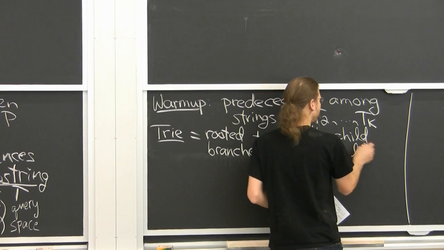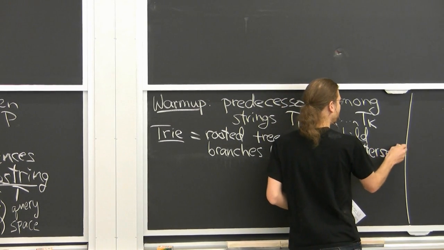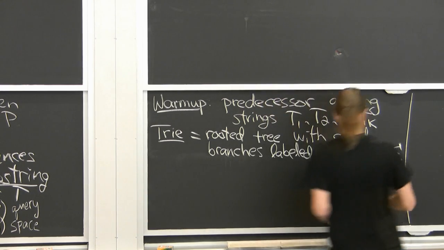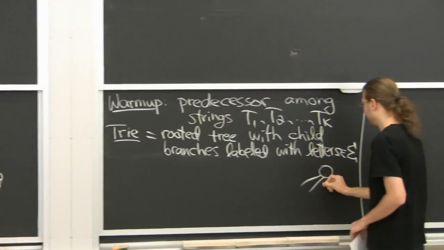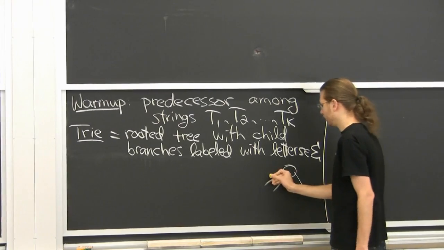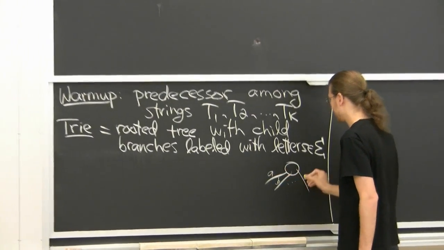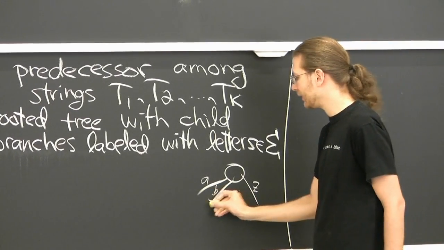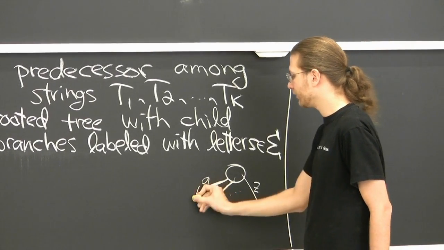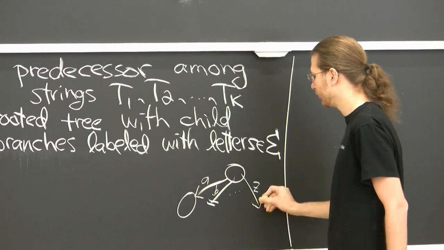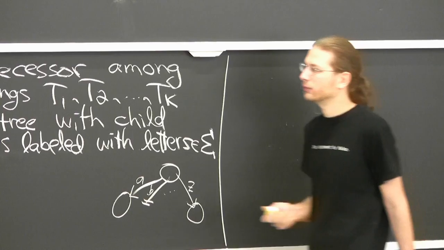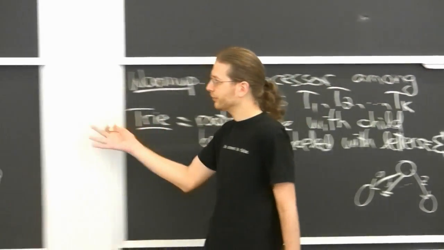And in this case, they're labeled with letters in the alphabet, sigma. So you have a node, and let's say we have the English alphabet, A, B, up to Z. Those are your 26 possible children. Some of them may not exist. They're null pointers. Others may point to actual nodes. Okay, that is a trie in its native setting, which is when the alphabet is something you care about.